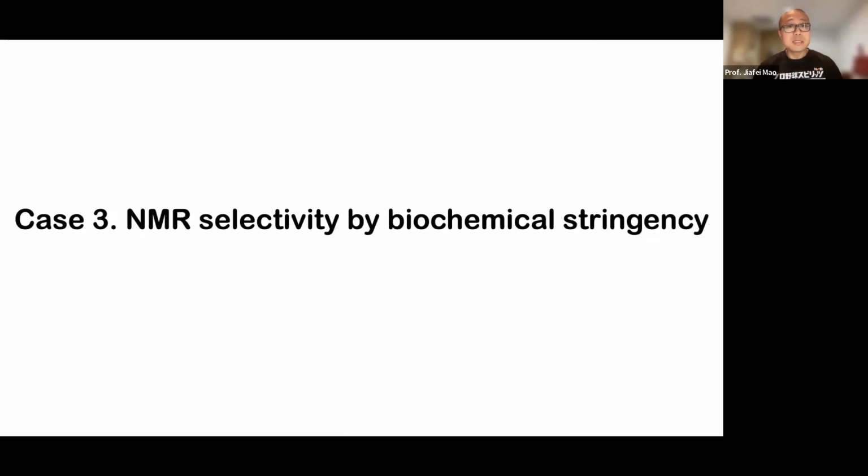So the third case is about how to get NMR selectivity by biochemical stringency. As we said, sometimes we have to go to very tedious labeling schemes in order to resolve or visualize some interesting sites selectively. But can we do it a bit differently, so we can hopefully avoid this pain?